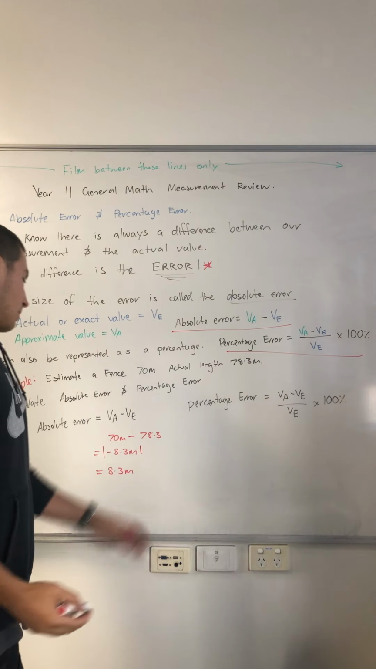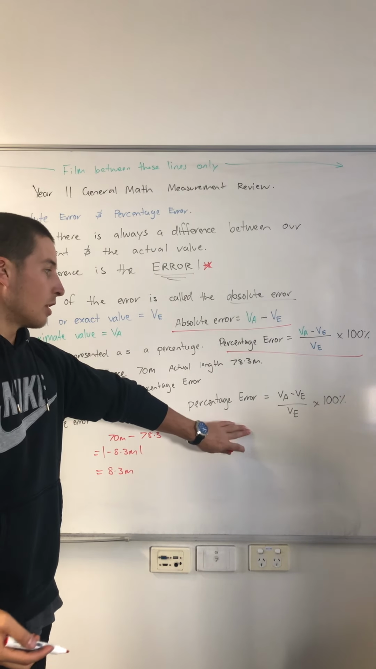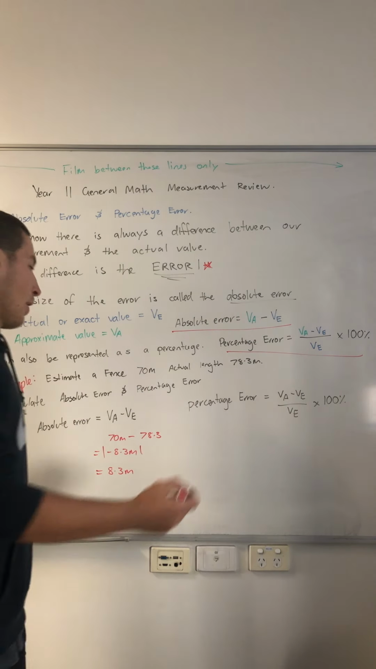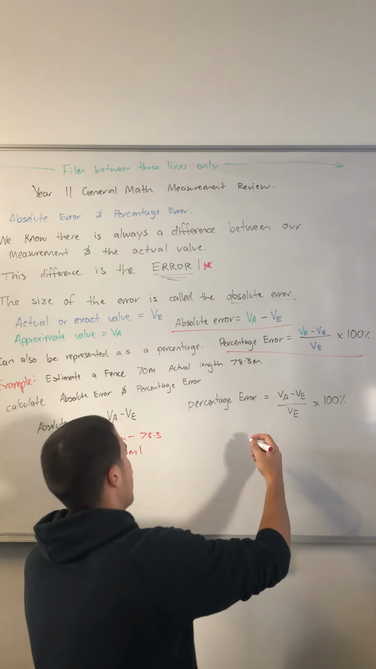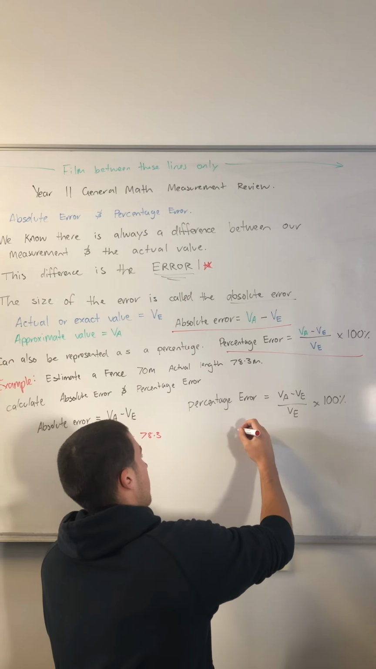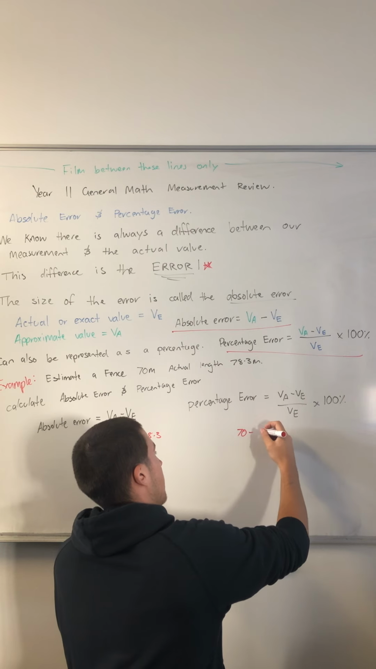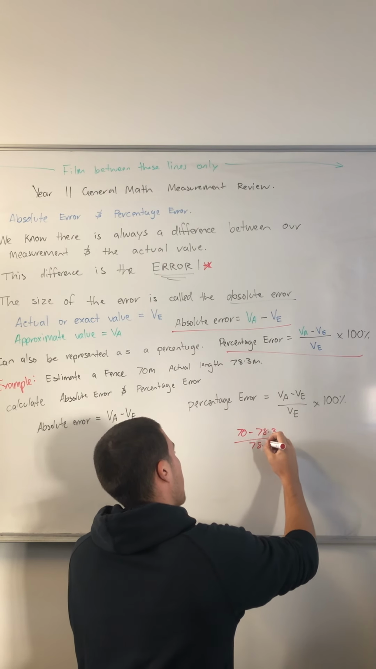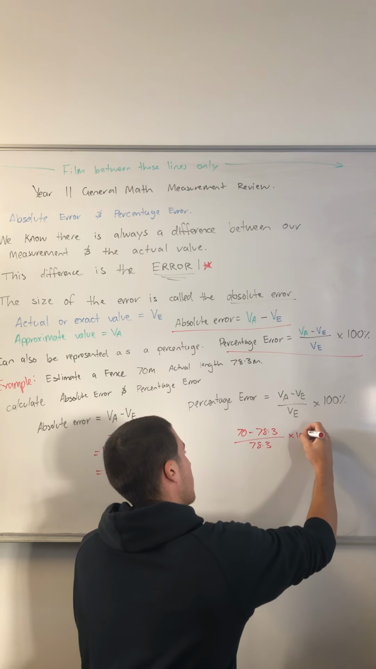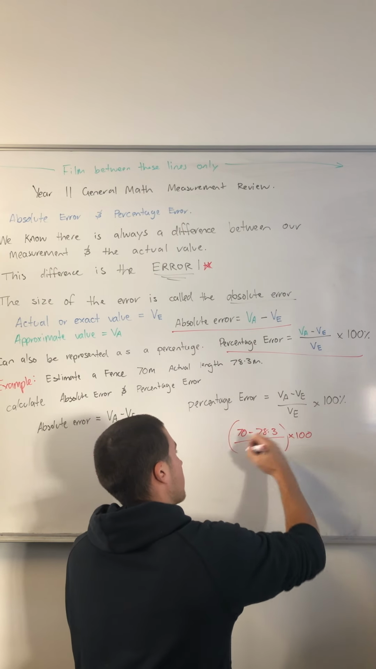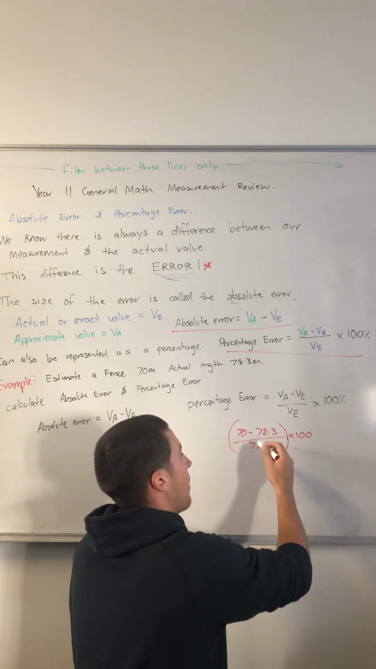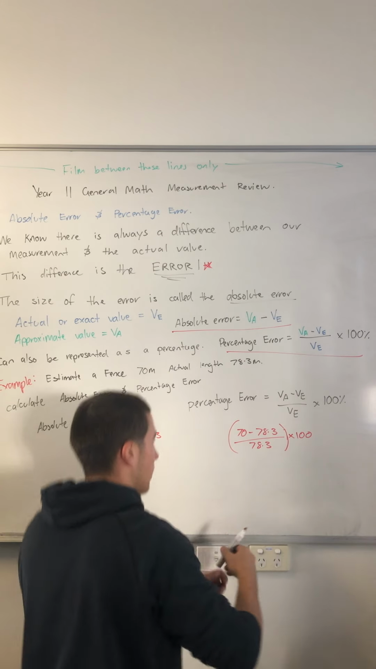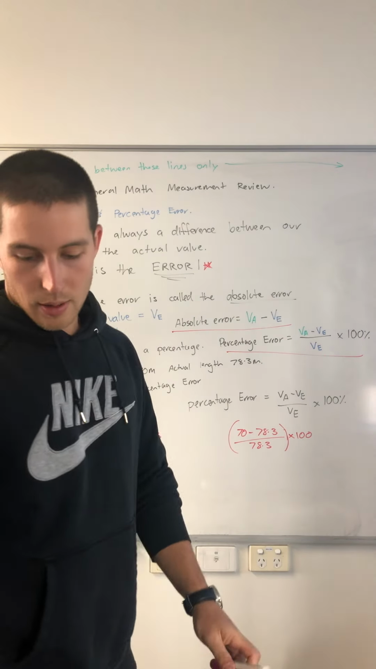Now we can move over to the percentage of error. Okay, so VA, we already know what that is, 70, take 78.3 over 78.3 times 100. Put that in brackets. So if you're putting this into your calculator, it does that before it does this. Okay, so put that into our calculators.